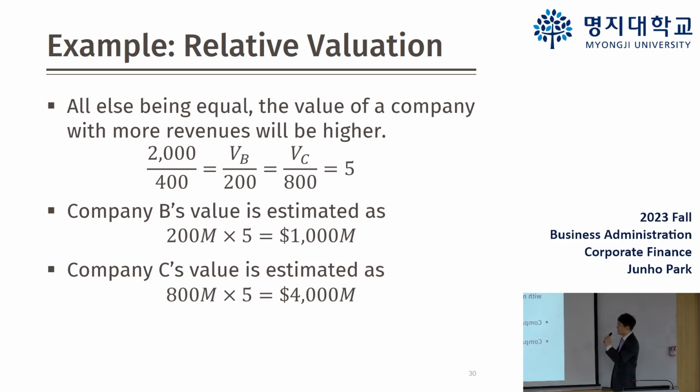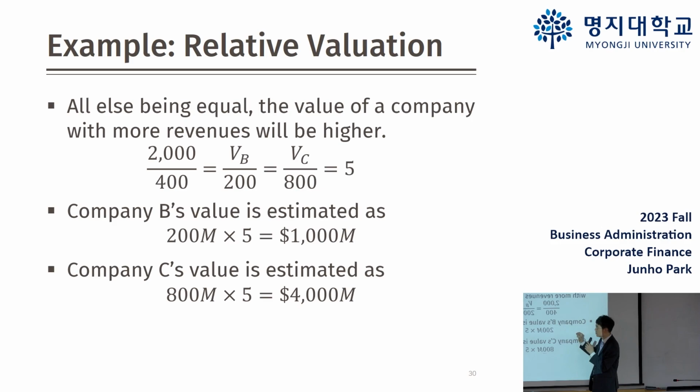So we imagine that there are several companies that could be comparable to each other, and then we find the relationship between their value and some indicators of their performance, and in this example it was revenue. Therefore we find this ratio, and then we use this ratio to guess other firms' value.